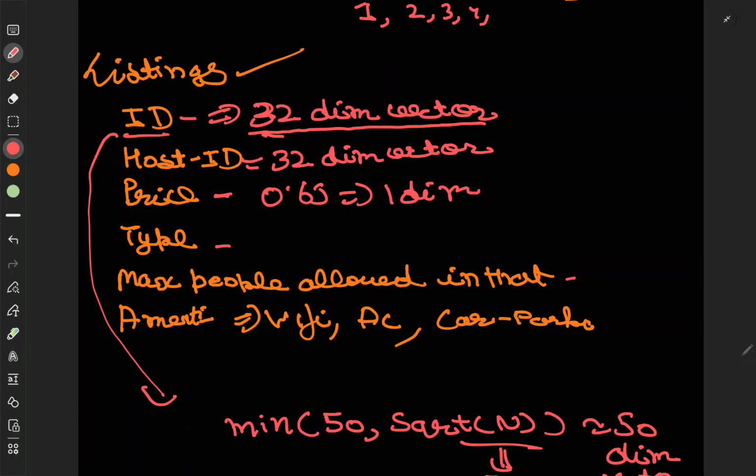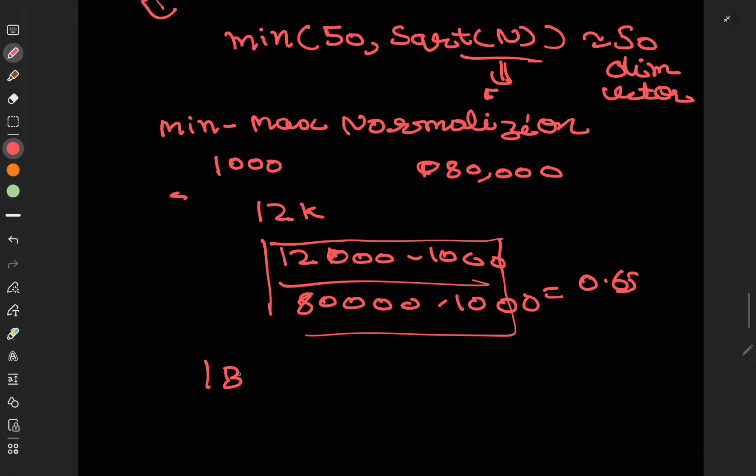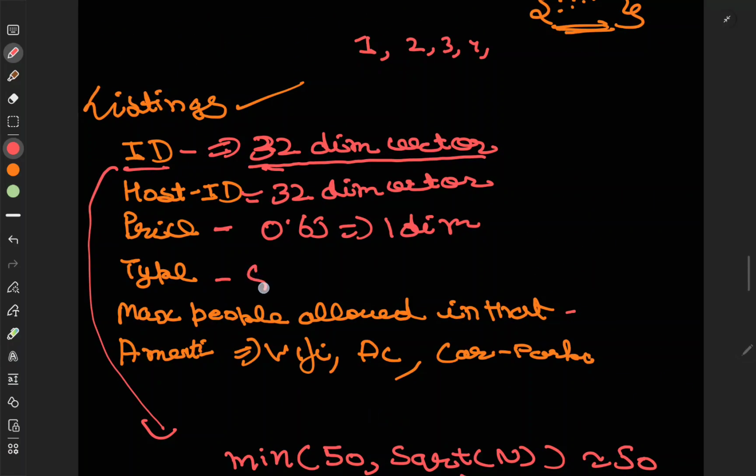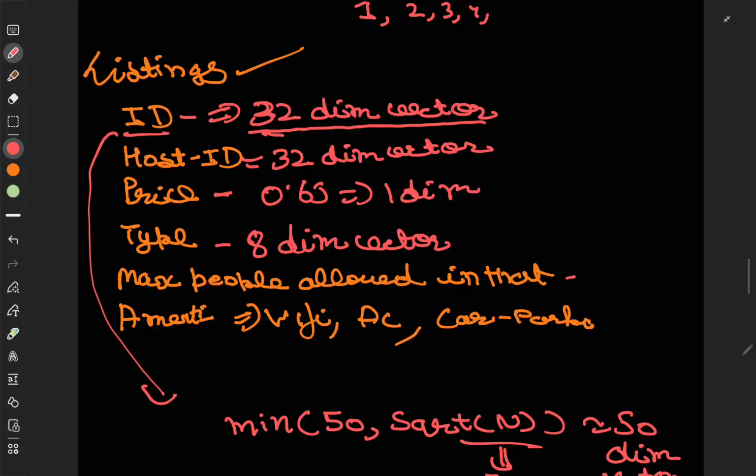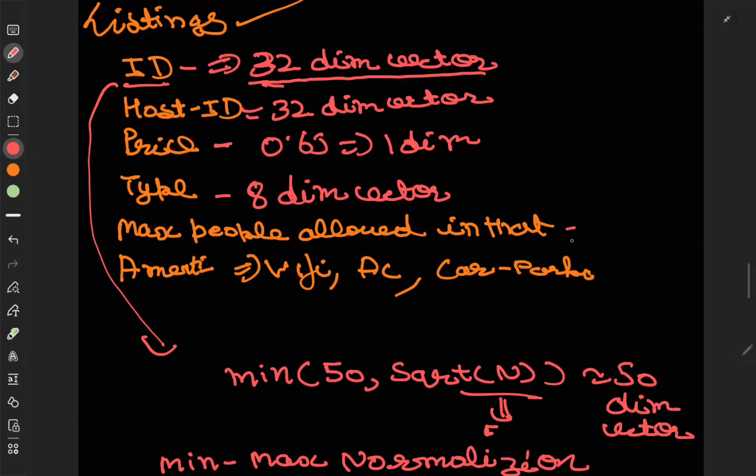Then comes type. Type again could be 1 BHK, 2 BHK, 3 BHK, villa, or 6 BHK, 5 BHK. Different varieties of rooms could be there. So again, for such kind of things, we can use an 8-dimensional vector. Then max people allowed in that particular listing, or in that particular room which you are booking, you can just apply normalization and get a 1-dimensional vector, only a single quantity.